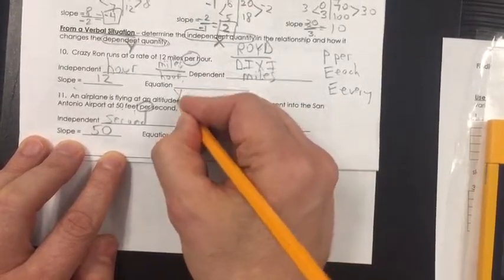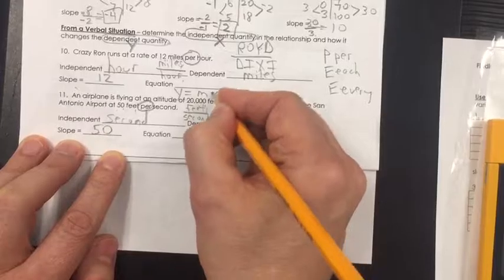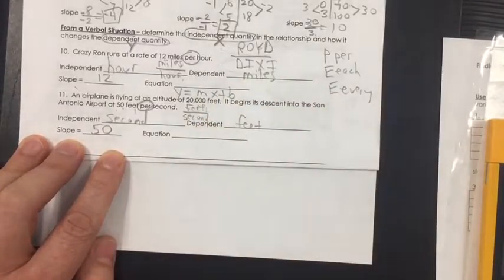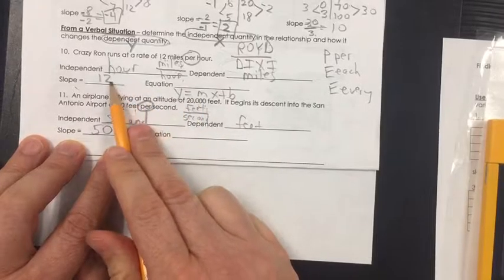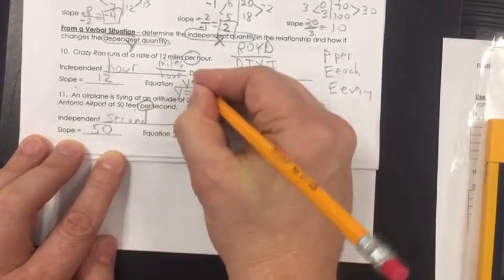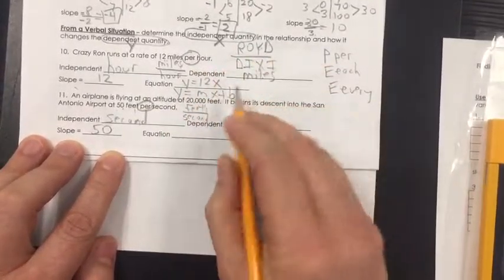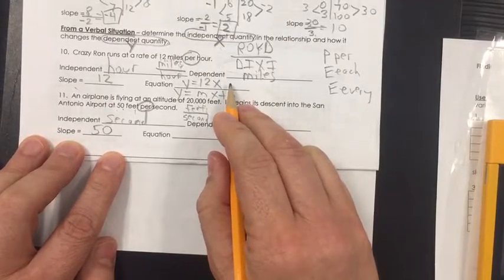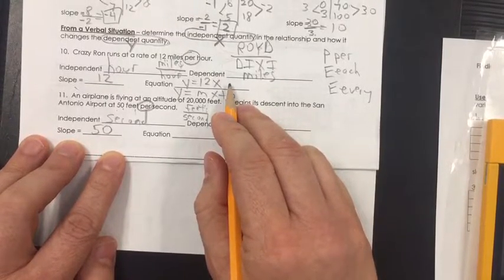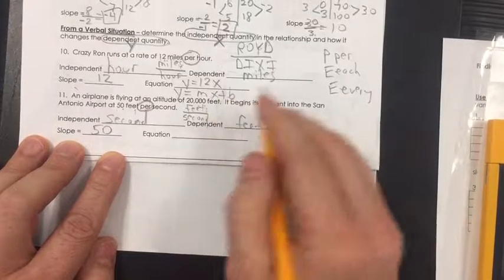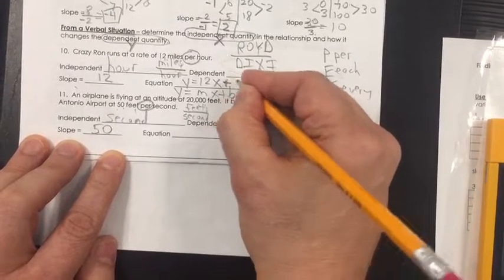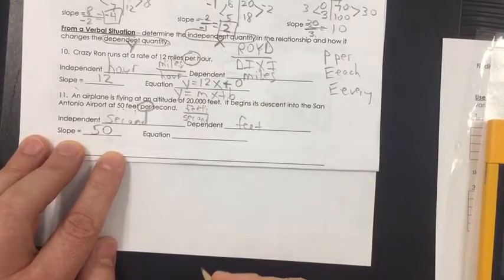When we're talking about equation for these, we're talking about y equals mx plus b. For Crazy Ron, we know his m, we know his slope, it's 12. Y equals 12x. What is Ron's starting point? How many miles did he run before he started running? 0. So if you wanted to put a b, it'd be 0. You don't have to, but if you needed to, it'd be plus 0.